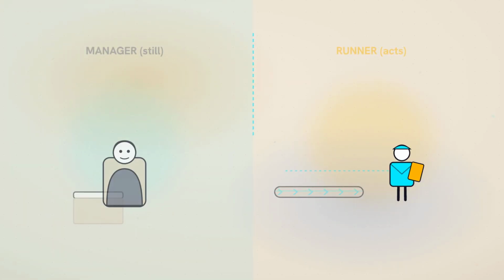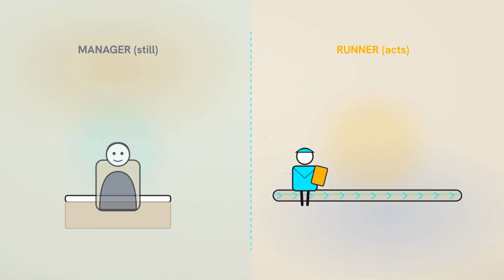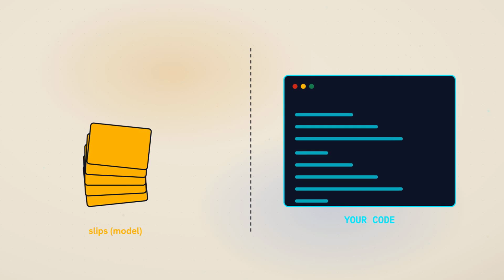Here's the part people miss. The manager never walked to the counter. The runner did. So the model itself never really acts. It only ever fills out slips. Your code is what actually runs them.